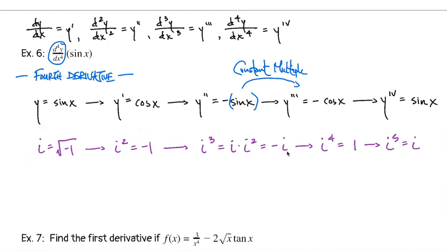All right, so even though they're very different functions, we have sine and then we have imaginary numbers. This idea of a cycle of 4 where you start at one place and then you get back to the same place.